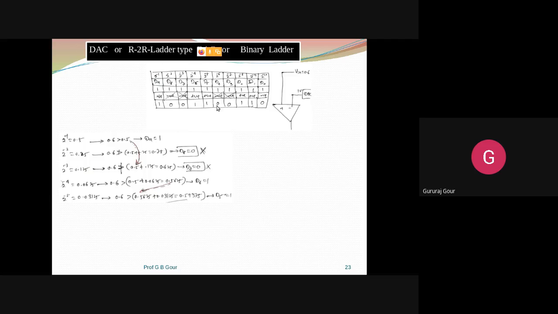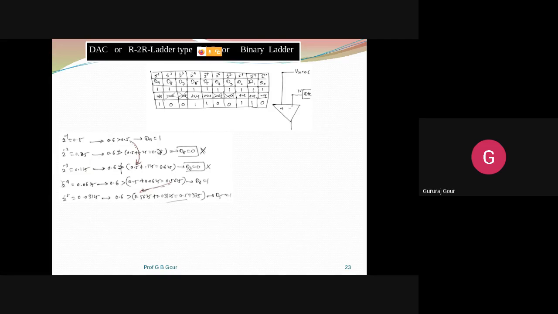The first time at D9 position, I am comparing 0.6 with not 1 volt, but 1 volt divided by 2. That is 2 to the power minus 1. At every step I go on dividing it by 2. So 0.6 is now compared with not 1, it is 1 by 2, that is 0.5. So 0.6 is greater than 0.5. Hence D9 will be set.